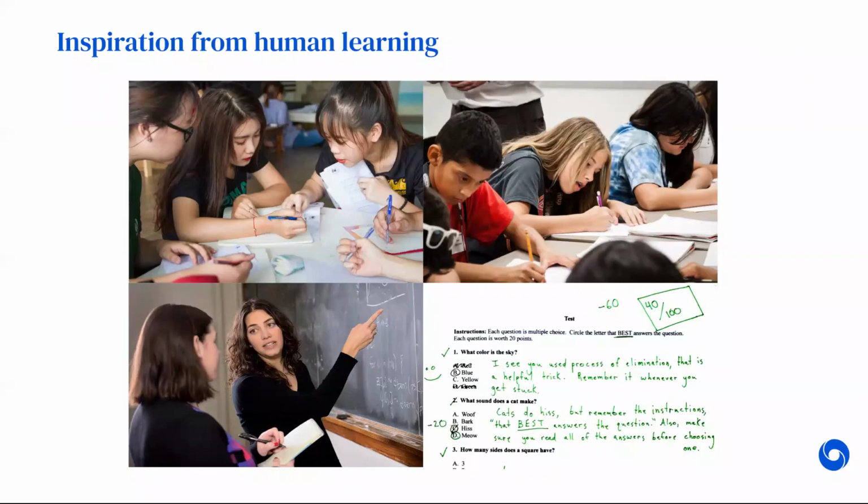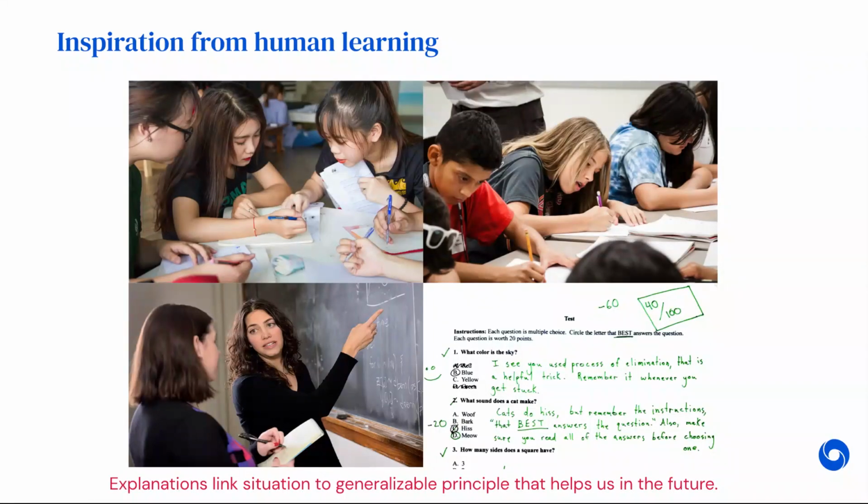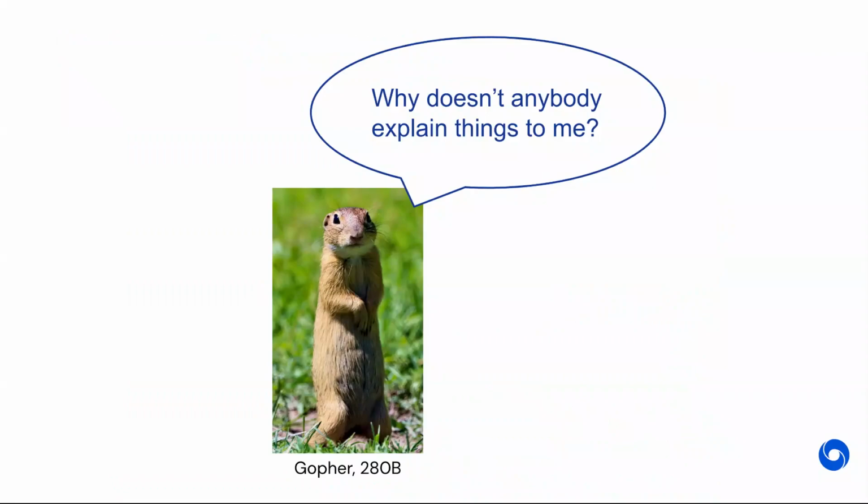Because in human learning, we often get not just the correct answer to a question, but an explanation of why that answer is correct. And explanations are powerful because they link a particular question and the more abstract, generalizable principle that underlies it or the task that's being performed. So this leads to the natural question, well, why doesn't anybody explain things to language models?